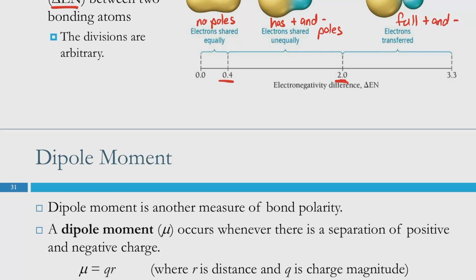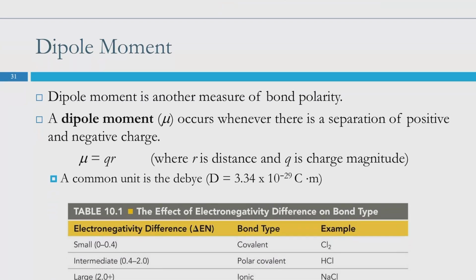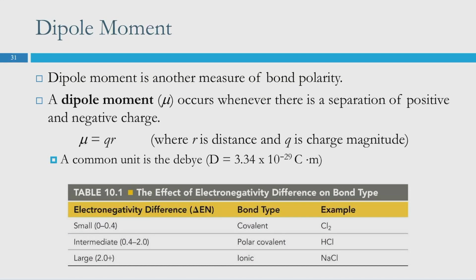A way of measuring bond polarity is with dipole moment. A dipole moment is represented by, I believe this is mu, the funky U from the Greeks. This occurs when we have a separation of charge, so a separation of a positive and a negative charge. It gets this equation. Mu equals Q times R, where Q is charge magnitude and R is distance.